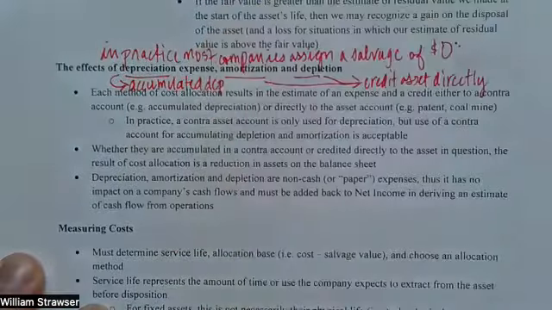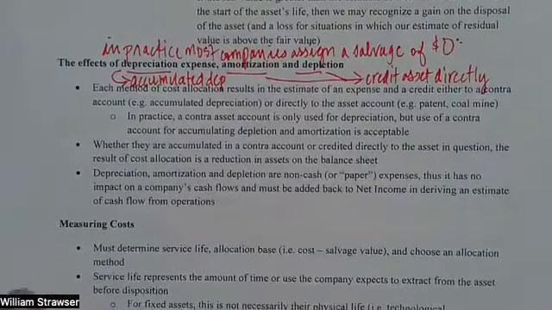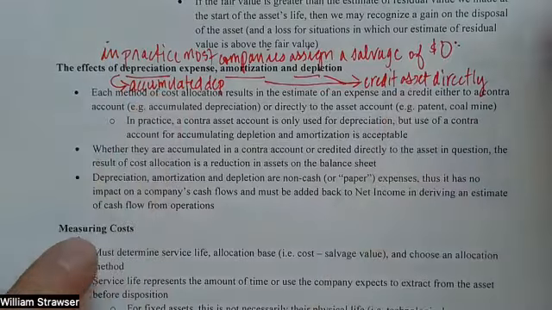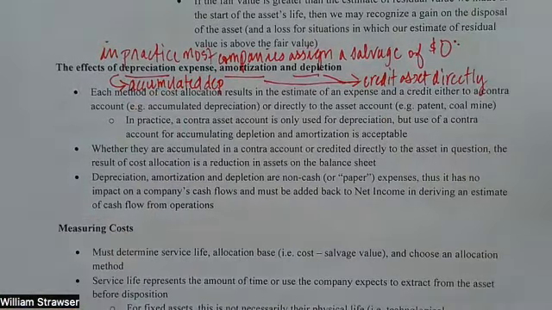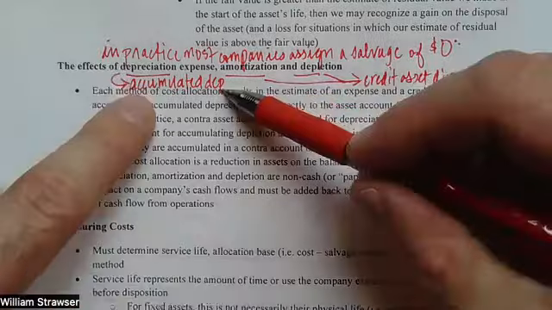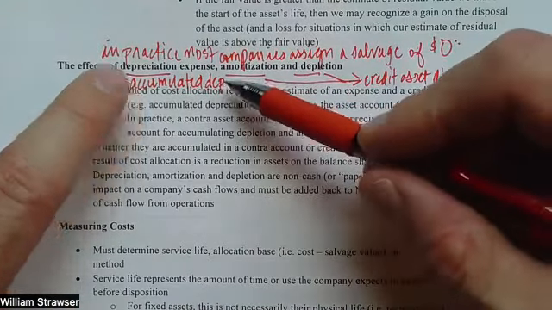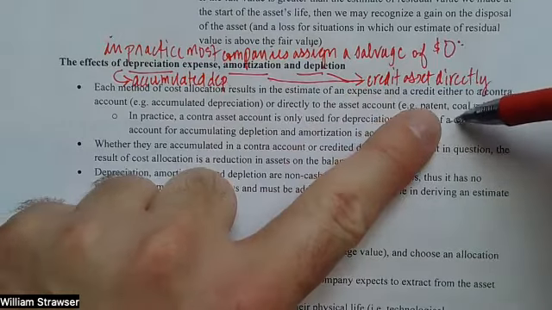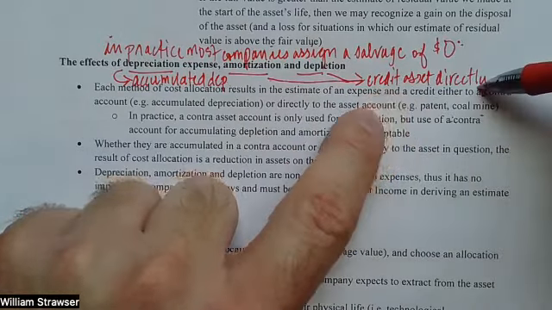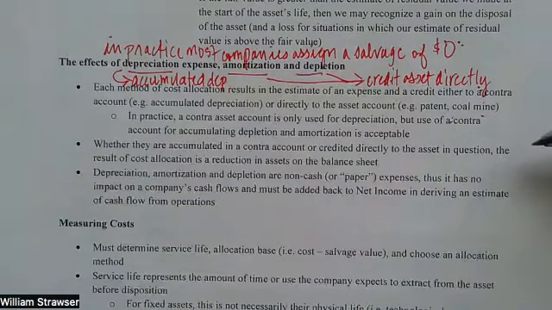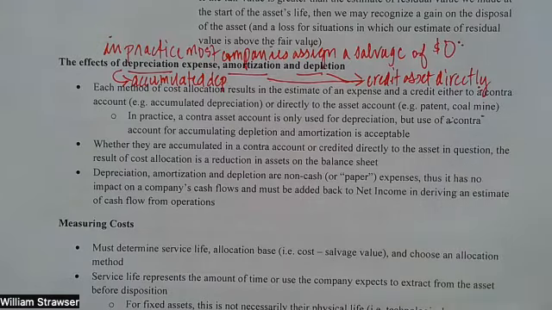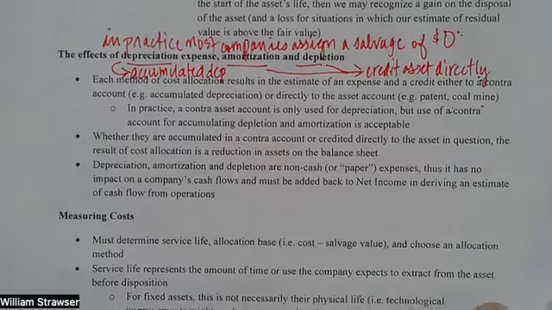There's no difference in what we're doing when we credit accumulated depreciation versus crediting the asset directly, because in both cases, we reduce assets. We either credit and increase a contra asset, which reduces assets, or we credit the asset directly, i.e. we credit a patent or we credit a coal mine, and that reduces that asset account. And that's basically the same effect. Don't worry about the cash flow effect so much. You'll talk about that in intermediate 2.